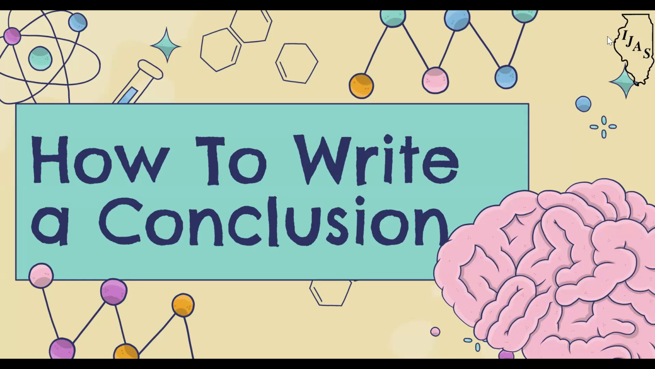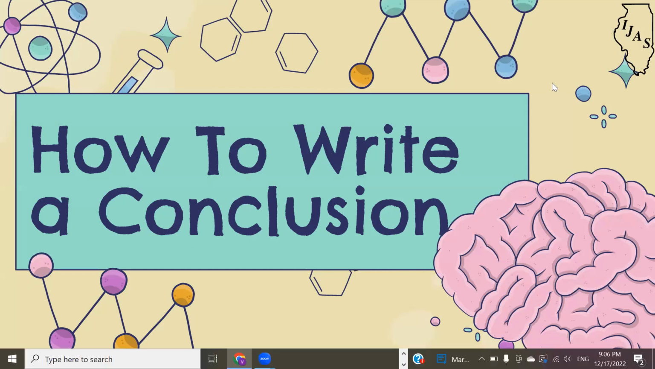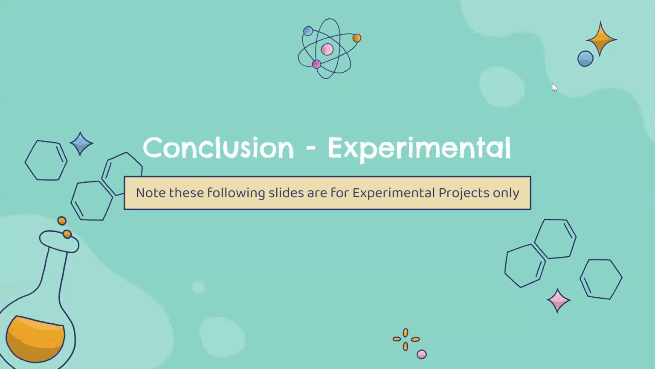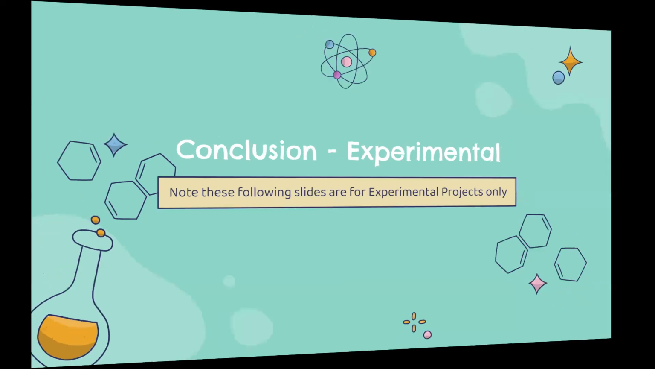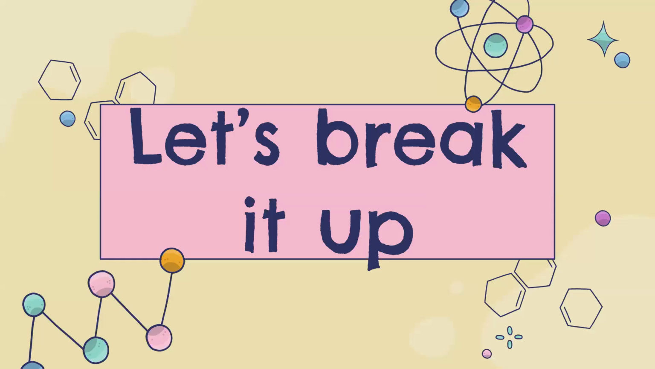Hello everyone, this video is going to tell you how to write a conclusion for your IJAS research paper. Note that this video pertains solely to experimental investigations, so if you did a design project, you should stop watching this video and find the design project conclusion video and use that instead to make your conclusion, because there are some fundamental differences between the two types of projects and the conclusions that you need to write, and you have to make sure you do the right one. So first, let's break up the conclusion.